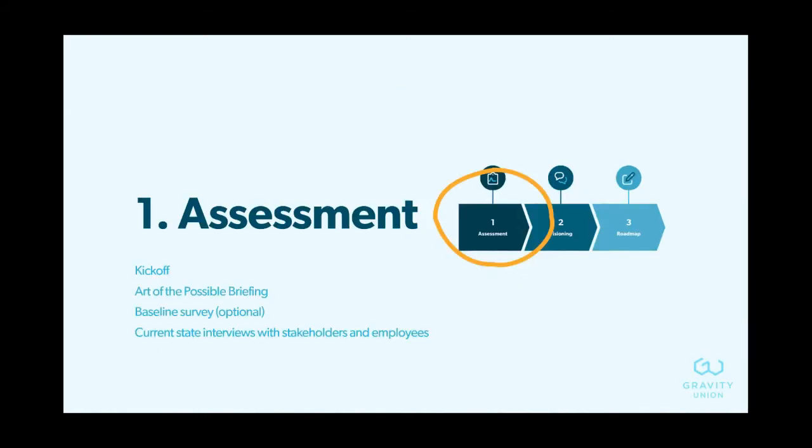Let's talk about the assessment. I should mention that I treat these roadmaps almost as a project with a beginning and an end, because you want to tell people all the activities you're going to be doing and give them a sense of dates so they can plan for it. Having a kickoff is helpful. In this assessment piece, in that first week or two, we also want to share a little bit about Microsoft 365. That's what we call the Art of the Possible briefing, to level set with everyone. Then the bulk of the work in the assessment phase is a baseline survey, which is optional if we feel it's useful, and interviews with stakeholders and employees to make sure we're getting perspective from different groups.